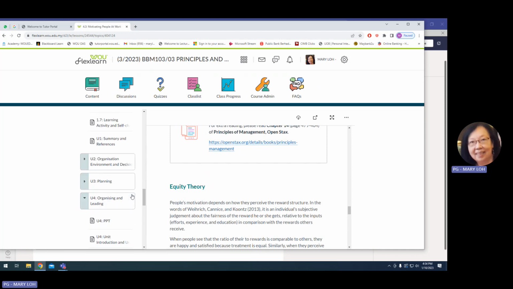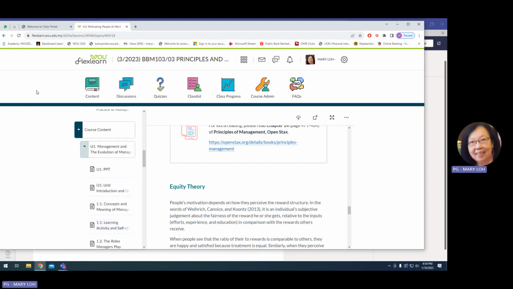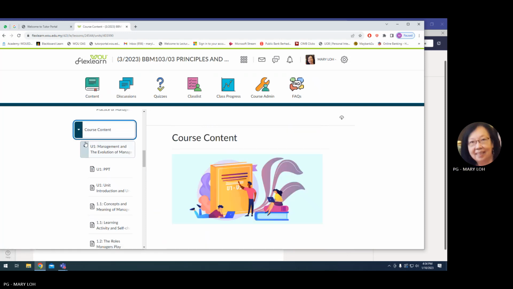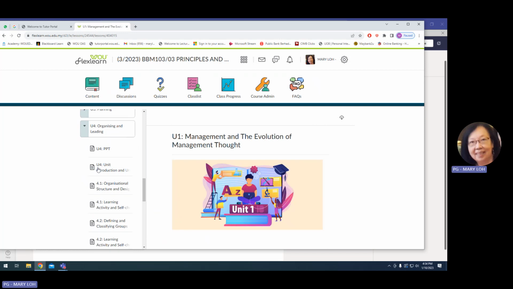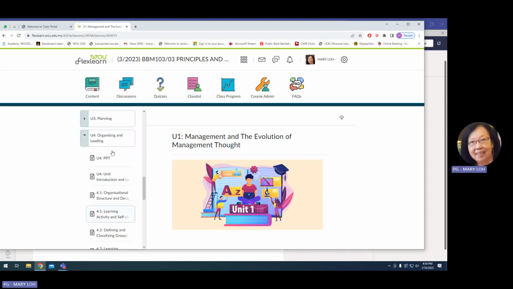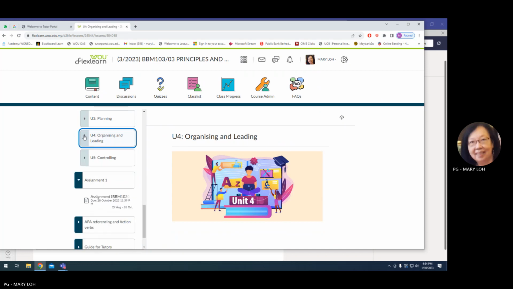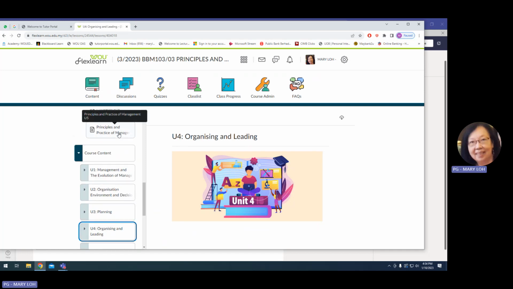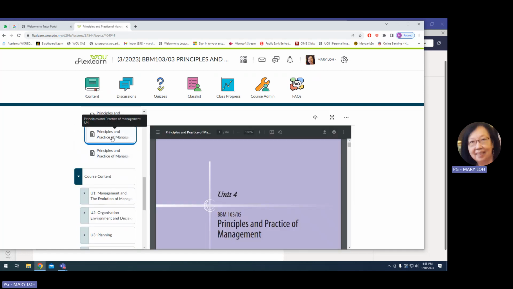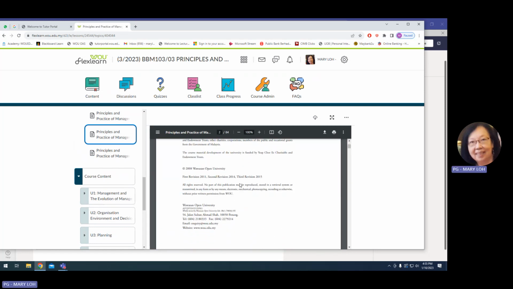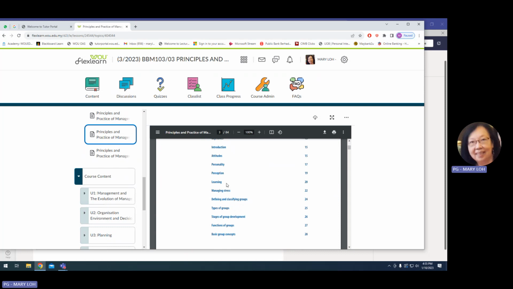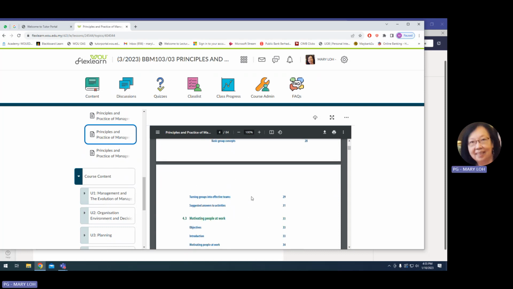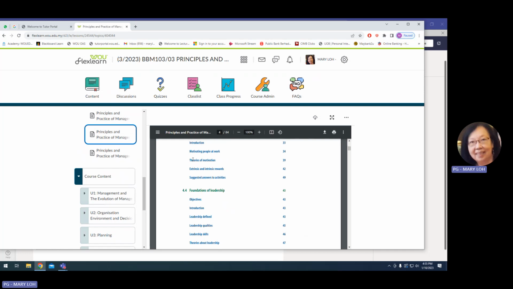So now go back to the online course material. Let me just collapse this. Okay, so go to this. Just now it was under 4, is it? So go to unit 4. Then go straight away and look for the topic on motivation. It's very easy. Just go to this part here, Theories of motivation, page 39. Go to the page itself.